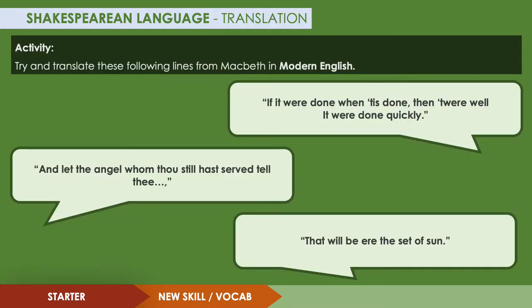So guys, on the board I have three quotations from Macbeth, and all I want you to do is translate them into modern English. So some are more simple than others, but let's see how you do. So the first we have, if it were done, when 'tis done, then 'twere well it were done quickly. And then we have, and let the angel whom thou still hast served tell thee. And lastly, we have, that will be ere the set of sun. Okay, so please pause the video here and unpause when you are ready.